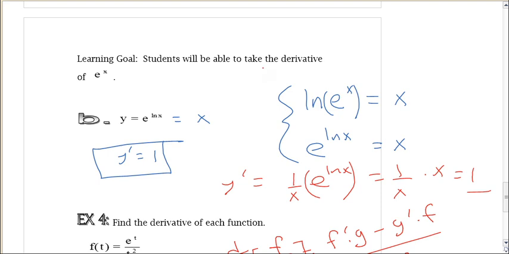Okay, that's all the time we have on this video, but let's see if we met our learning goal. Students will be able to take the derivative of e to the x. If you're not able to yet, I know you're on your way. I'll see you in the next video.